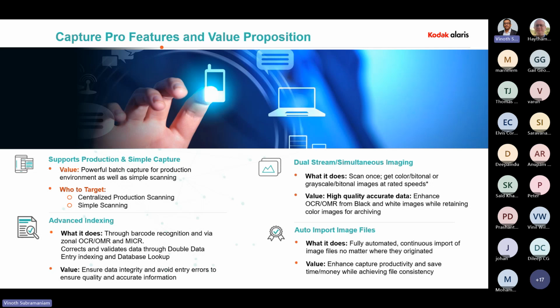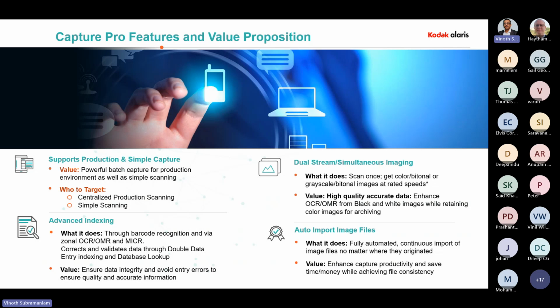And we have advanced indexing features also. You can index based on the barcode, based on the OCR, based on the MICR for checks, for example. If any bank wants to scan their checks and capture the check number, we can do that. And for the OCR, for example, if you want to capture any data, maybe invoice number, delivery note number, and so on, you can capture that.